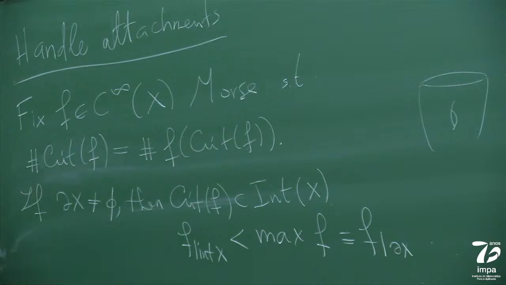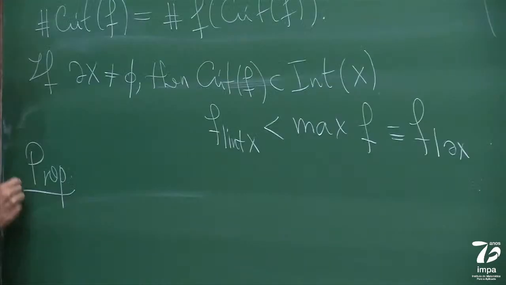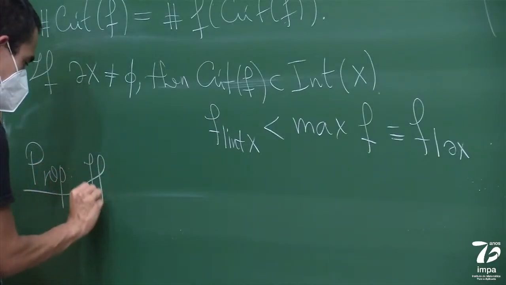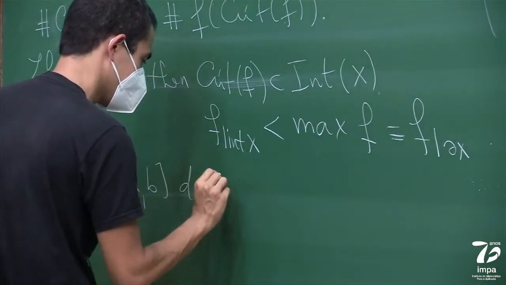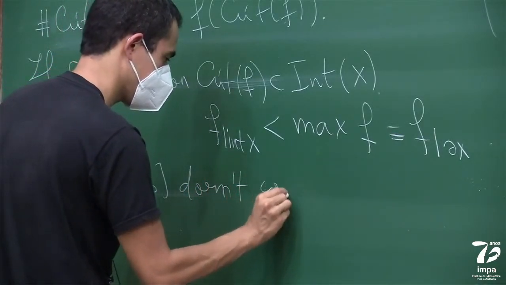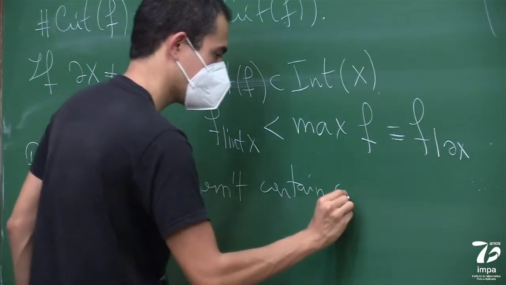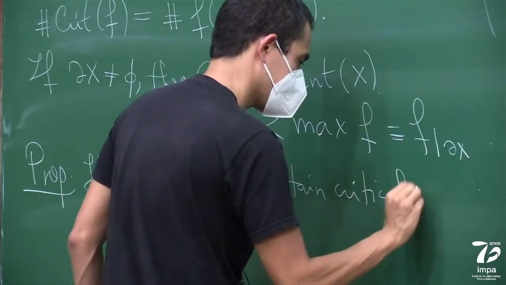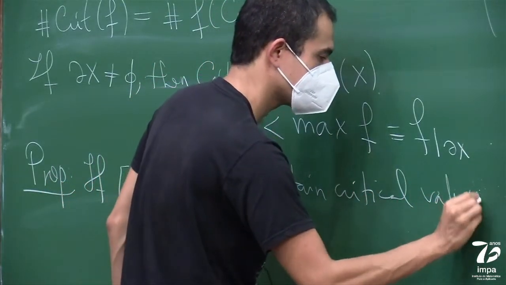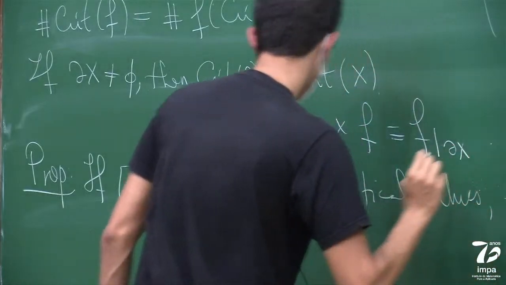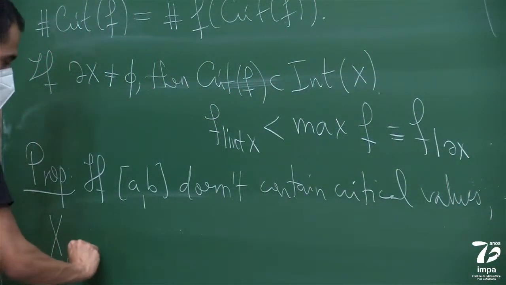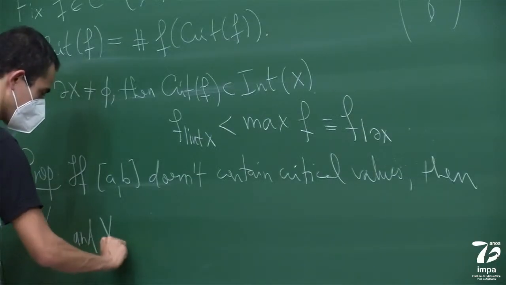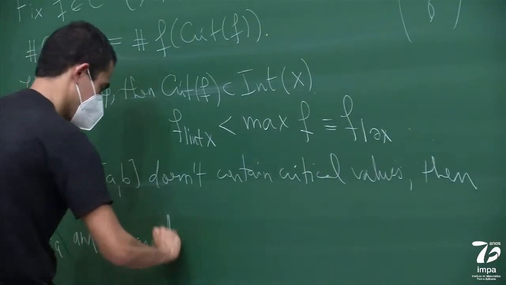And then last time we saw that. So the proposition that we proved last time was that if the interval AB doesn't contain critical values, then the manifolds X_A and X_B are diffeomorphic.